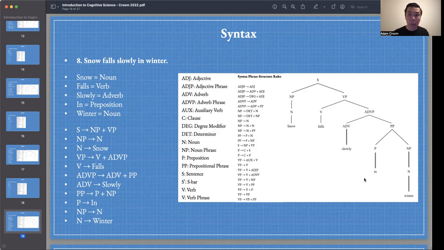Falls slowly in winter is the verb phrase. So this whole unit is a verb phrase. We label it VP. And we see that the VP can take a V and an adverb phrase. And then snow falls slowly in winter is the sentence. And we see that an S can take an NP and a VP right there. So that's how we unpack each step via the phrase structure rules.